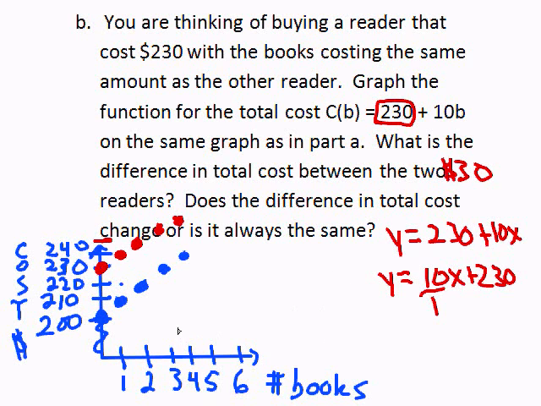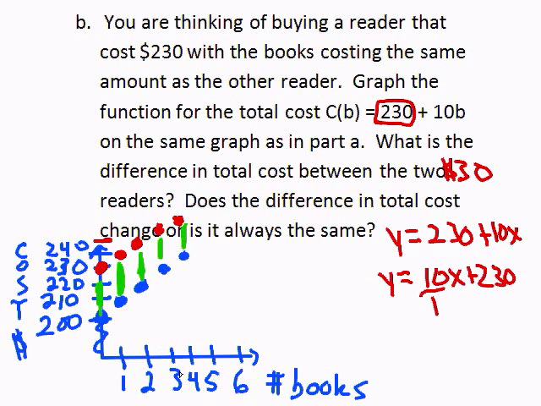Is that supported by the graph? Look at the graph. These points should always be separated by 30. Is that the case? From 230 to 200 is a separation of 30. So the difference in cost between the two readers would be 30. Again, right here, they're separated by an amount of 30, and 30, and 30, and 30.